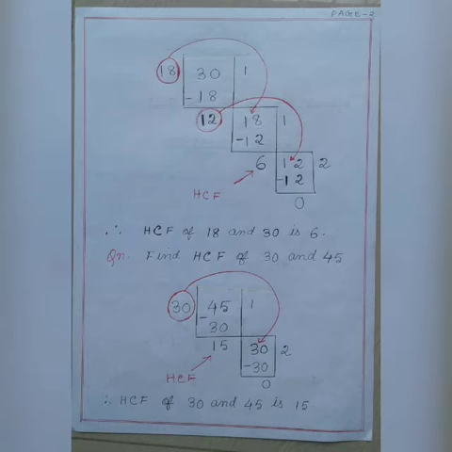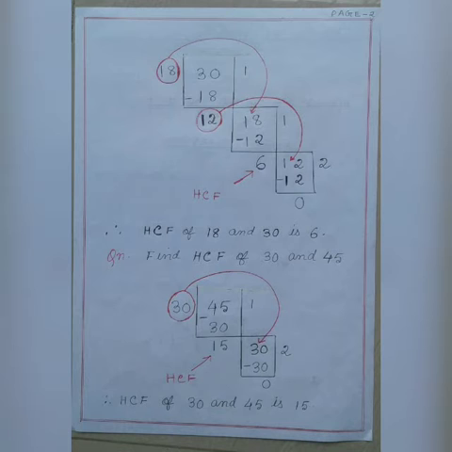Now the divisor 12, I have brought it as dividend. If I divide 12 by 6, I get answer 2. 6 into 2 is 12. The remainder is 0. So the operation is complete here. Therefore, the HCF of 18 and 30 is 6.